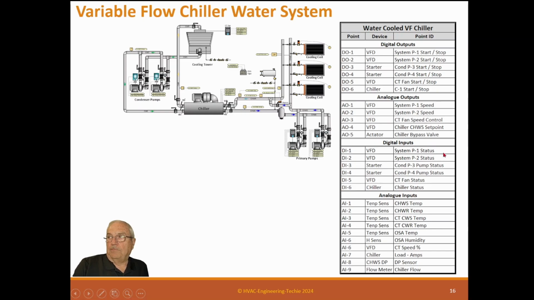Digital inputs: system P1 status, pump P2 status, P3 status, P4 status, DI5 is cooling tower fan status, and chiller status. Analog inputs are chill water supply temperature, chill water return temperature, cooling tower water temperature, cooling tower return temperature, outside air temperature, outside humidity, cooling tower fan speed, load amps on the chiller, differential sensor from the system to run these VFDs here, and a flow meter for this chiller minimum flow. So point list, pretty simple. These work fine, except for that DP. Boy, you can really fight that DP, especially if you've got multiple chillers.